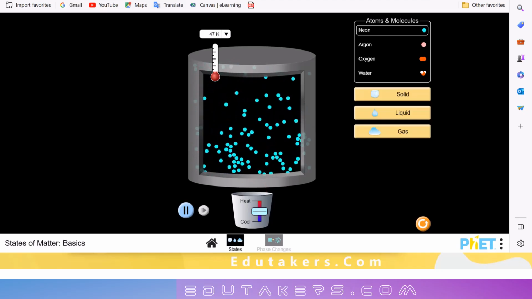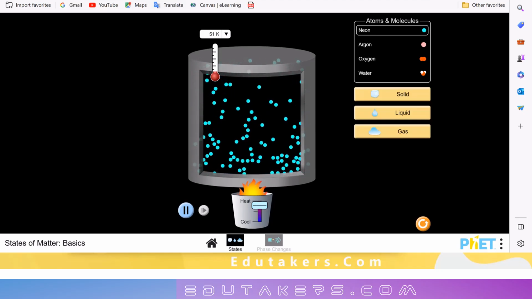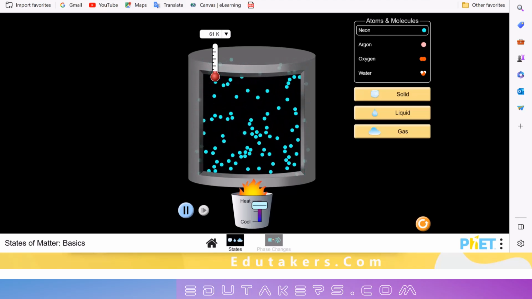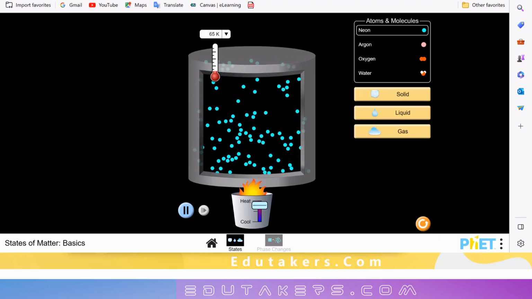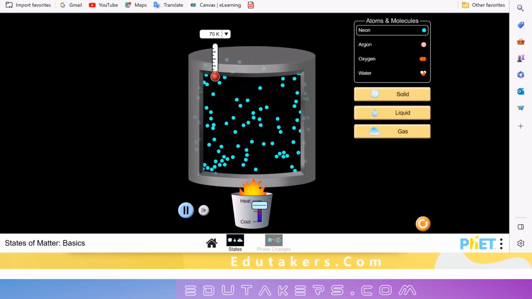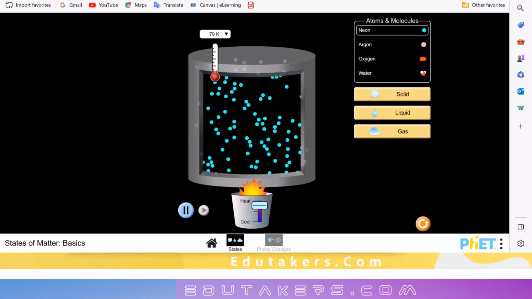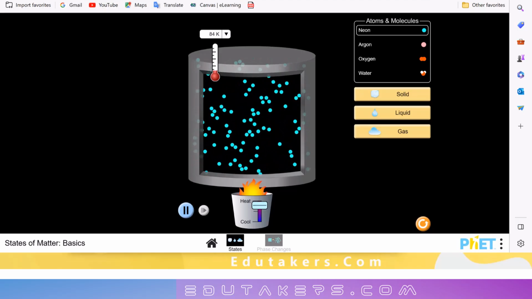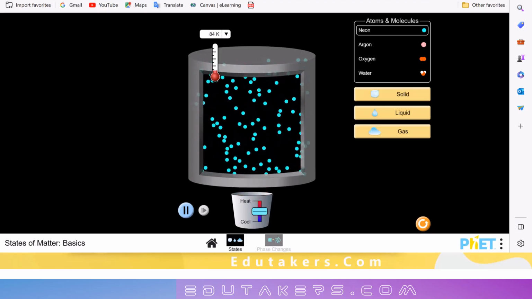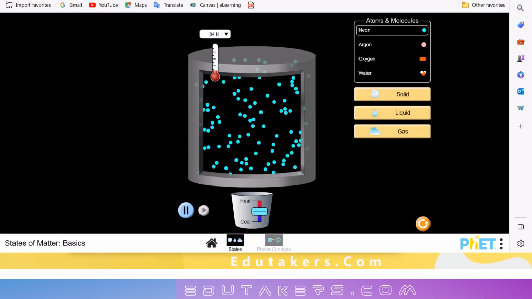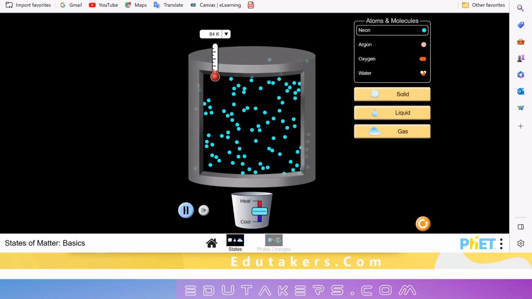And at the end, when the distance between these particles is very large, they start moving randomly. It becomes a gas because the gas molecules have no fixed shape and volume, and they are randomly moving in all directions. So I can simply say that when you increase the temperature, the solid can be changed into the liquid and the liquid can be changed into the gas.